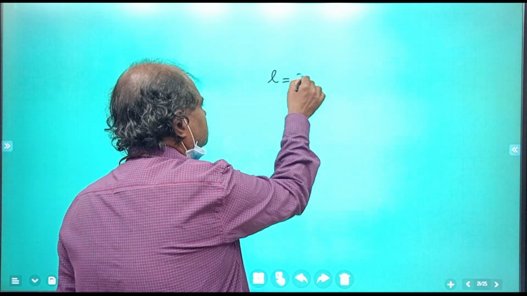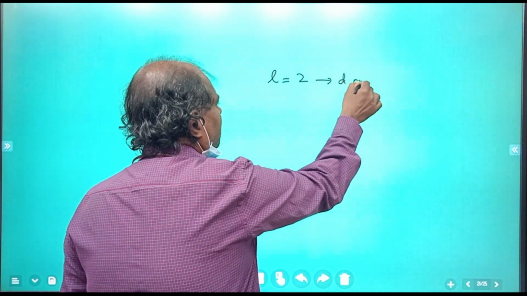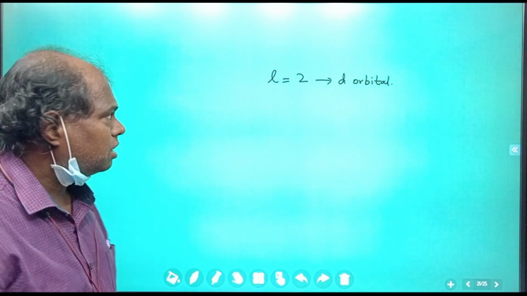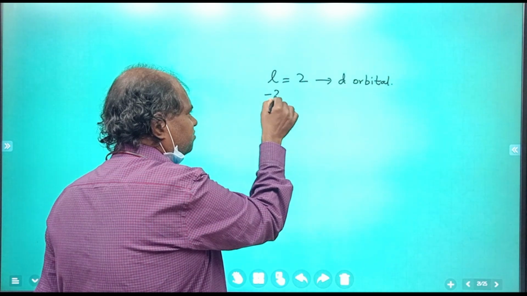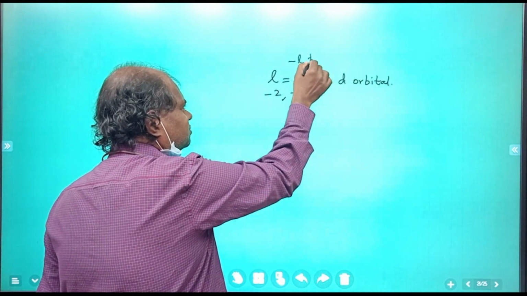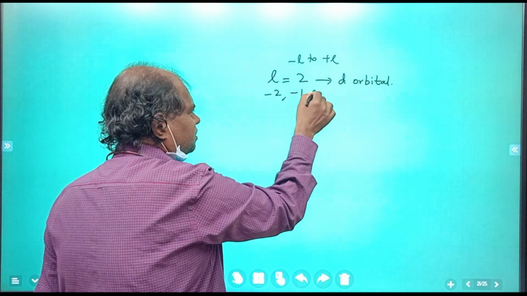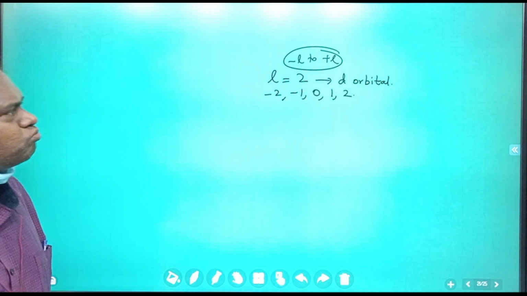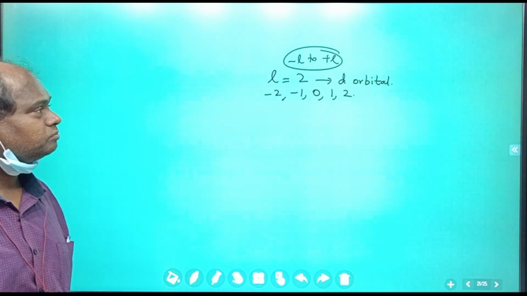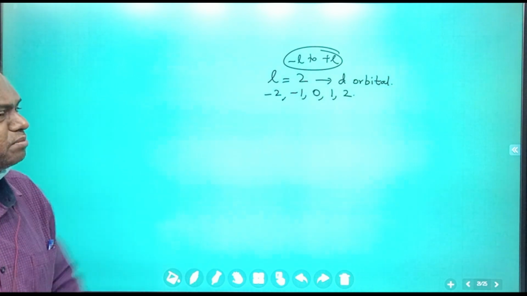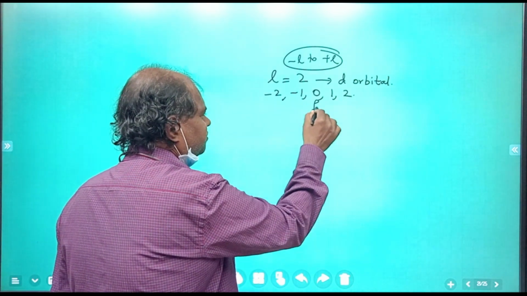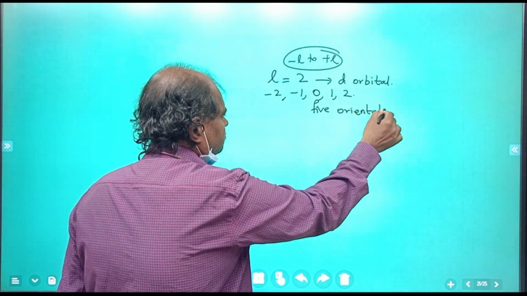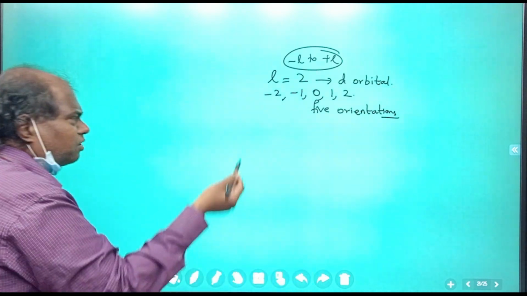Shell is equal to 2. D orbital. Now d orbital can have 5. See how 5? Minus L to plus L, right? So what are the numbers you'll give? Minus 2, minus 1, 0, 1, 2. Clear? Minus L to plus L. So you can have 5 numbers you can get. So you have got 5 orientations. Okay, 5 orientations. Now let me draw the 5 orientations.